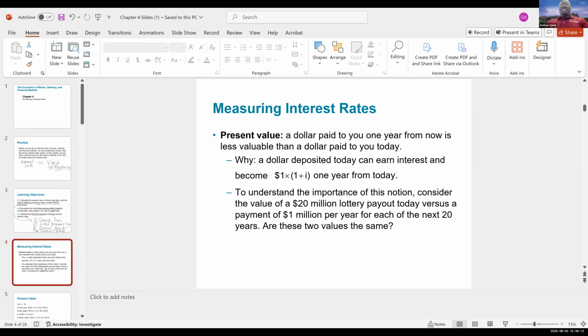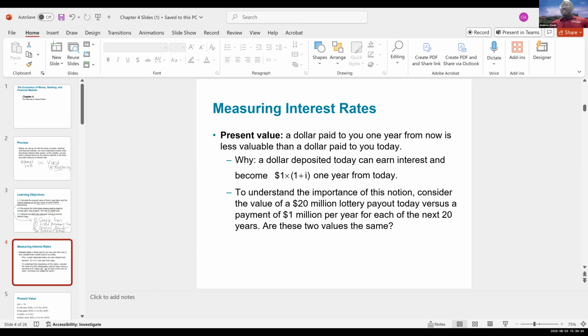Okay, so those are the learning objectives. So, measuring interest rates. Let's start with the concept of present value. The present value hints at the notion that a dollar that is paid to you 1 year from now is less valuable than a dollar paid to you today. Okay, what do I mean by this?